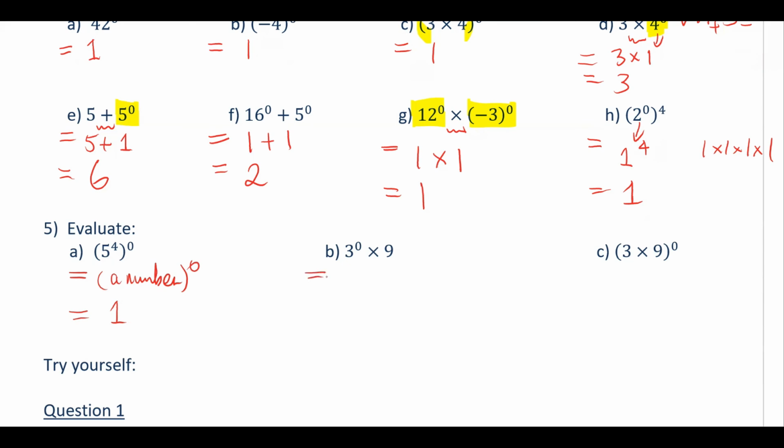Now, in this question, we have a power and a times. The power gets done first. 3 to the power of 0 is 1. 1 times 9 is 9.